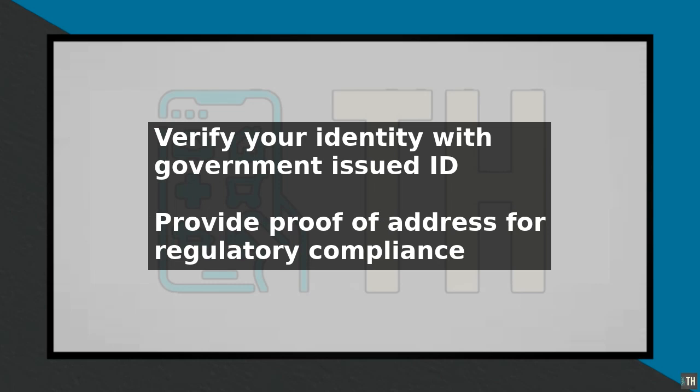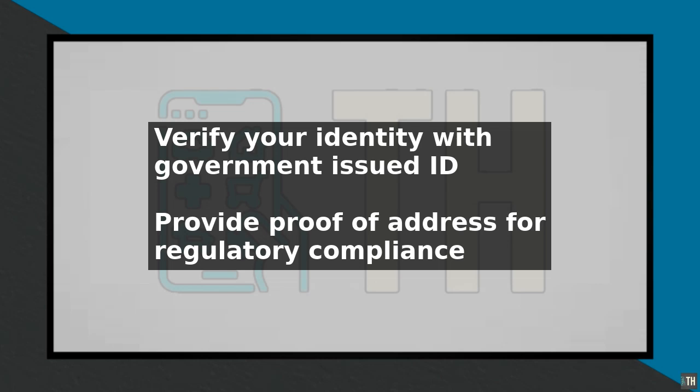Once your account is created, you will need to verify your identity. This is a standard procedure to ensure the security of your account and comply with regulatory requirements. You will need to provide a government-issued ID and proof of address. After your account is verified, you can deposit funds into your account. Crypto.com supports various payment methods, including bank transfers, credit cards, and other cryptocurrencies.